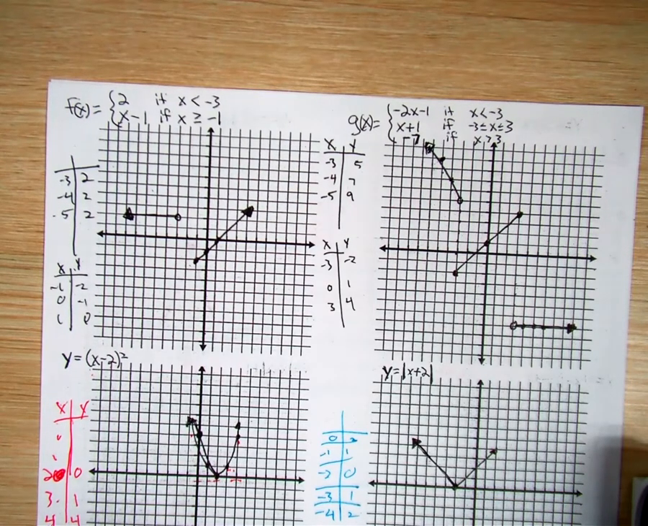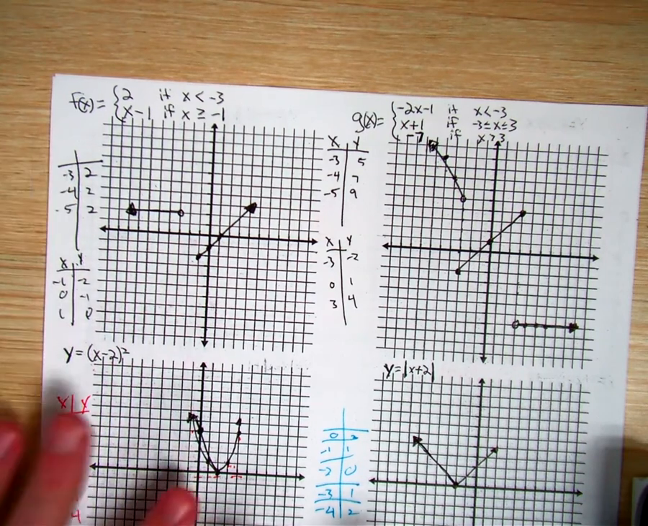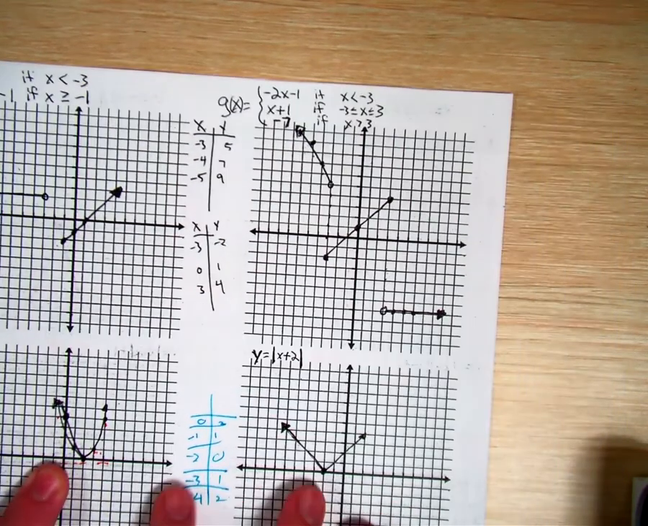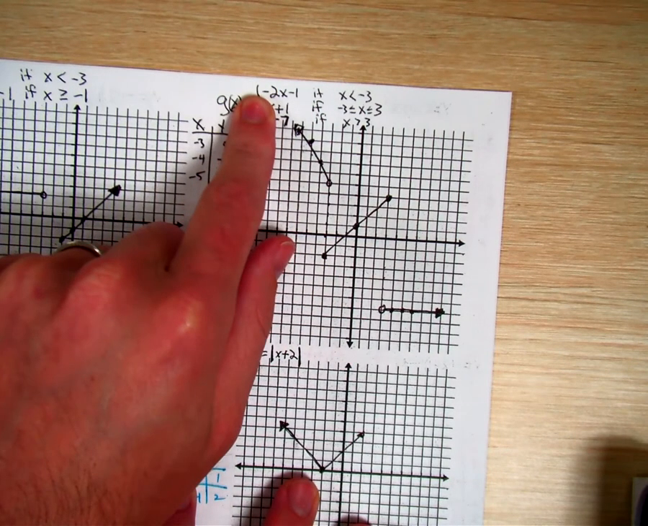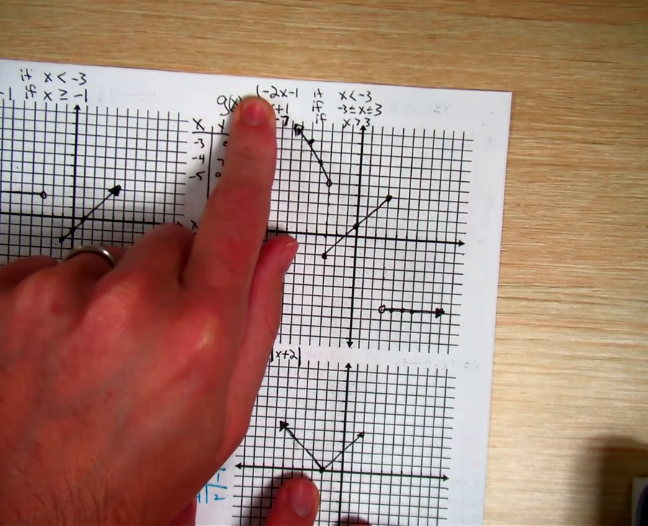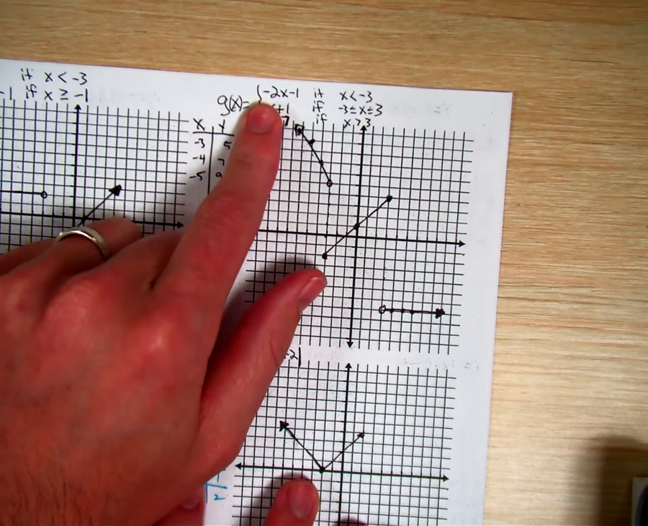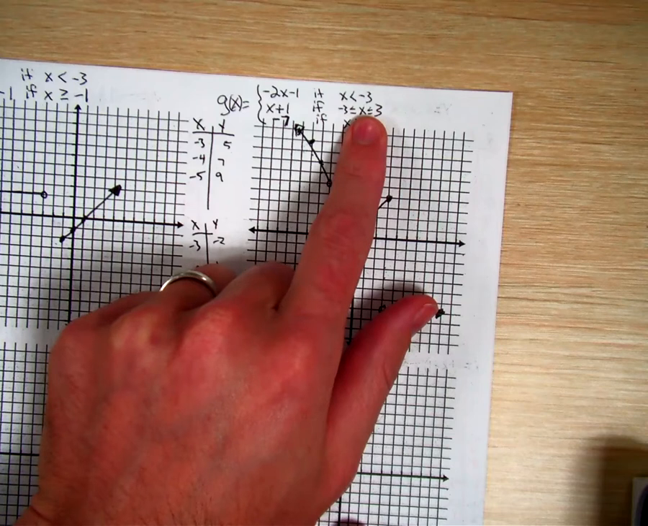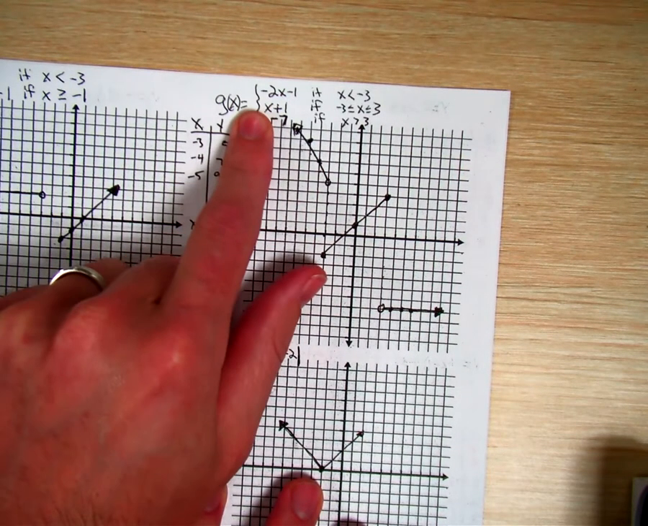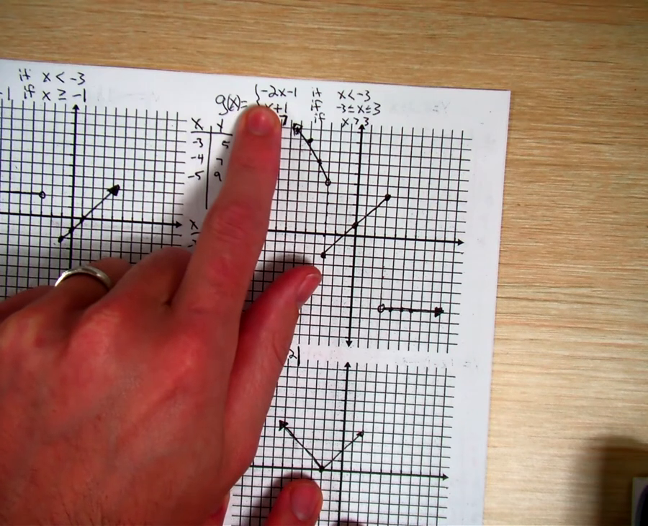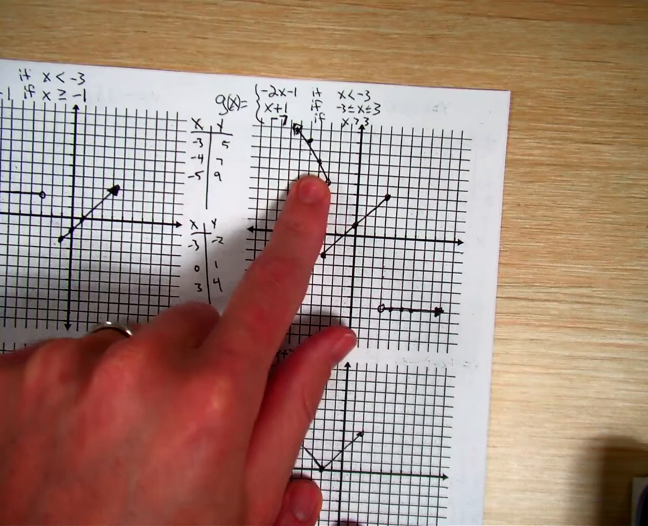So with graphing these piecewise ones, it can help to have little T-charts on the side. Second one, 3 pieces. Alright, so we have negative 2x minus 1 for x's that are less than negative 3. So we're going to start with negative 3, put that in there. Negative 2 times negative 3 is positive 6, minus 1 is 5. So we're going to go with negative 3, comma 5, open circle.